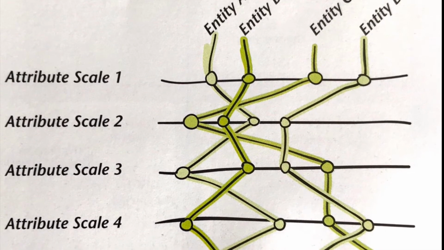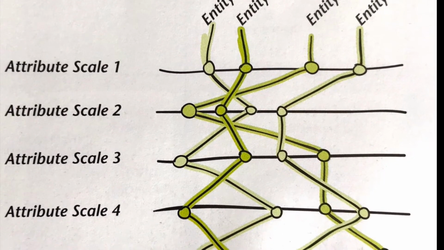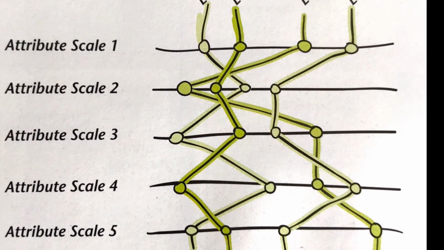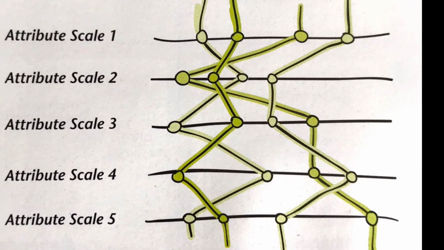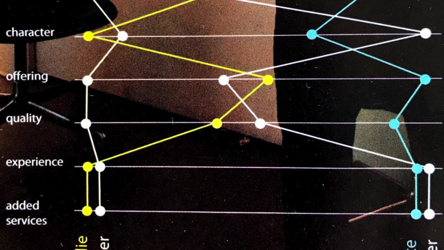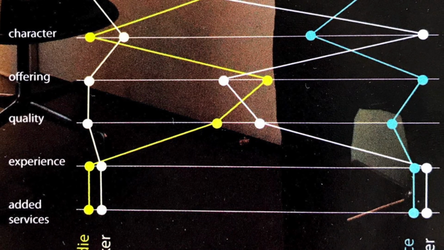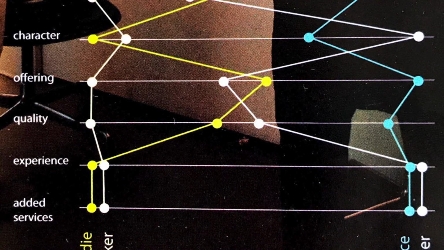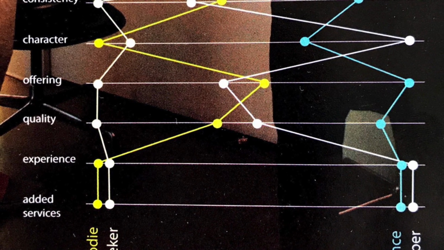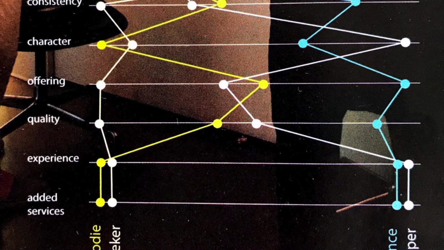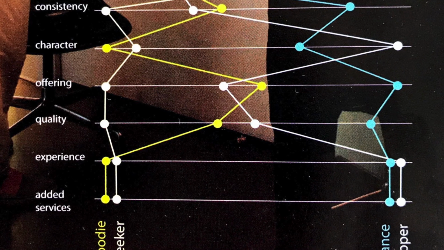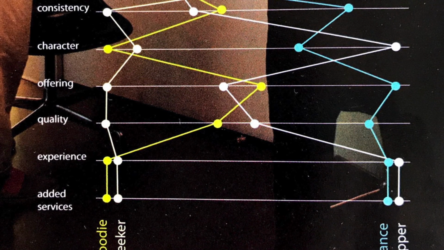Attribute scale 1, attribute scale 2, attribute scale 3, attribute scale 4, and attribute scale 5. Entity A, entity B, entity C, and entity D. For attribute scales, you can use price, proximity, consistency, character, offering, quality, experience, added services. And in entities, you can use neighborhood, specialty seeker, happenstance, and disparate shopper. From important to non-important.